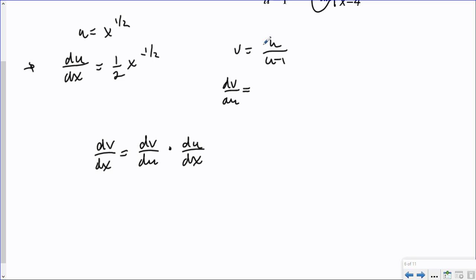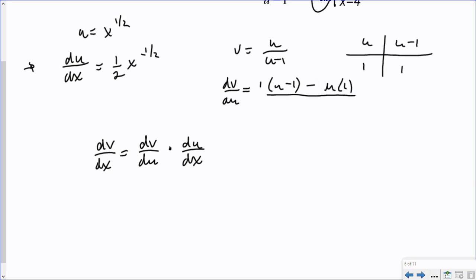Let's find the derivative of v with respect to u. Okay, quotient rule. Okay, so it's 1 times u minus 1, take away u times 1, all over u minus 1 squared. Okay, so that's going to be u minus 1 minus u. Okay, so that's going to be a minus 1 over u minus 1 quantity squared.